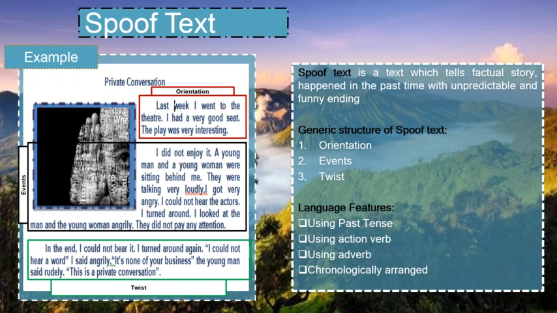Event first, the other theater goers. Young men and young women were talking noisily. Event 2. The writer used physical language by turning around to the young man and young woman, telling them not to make noise. Event 3. The writer used verbal language by saying, "I could not hear a word." And the last, the twist. The young man misunderstood the writer's word and said, "It's none of your business, it's a private conversation."